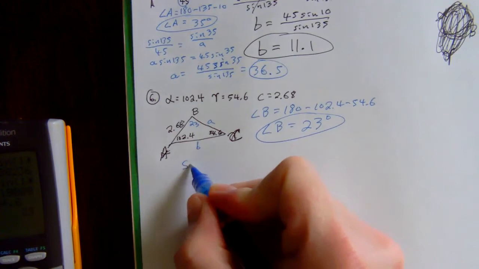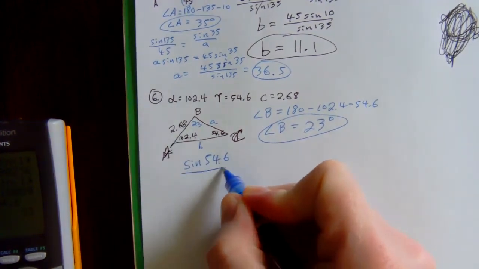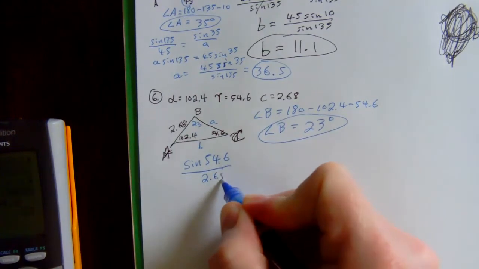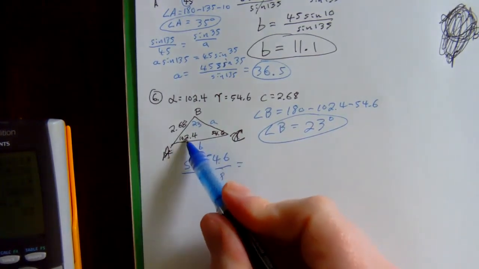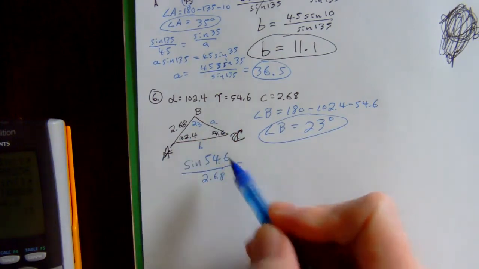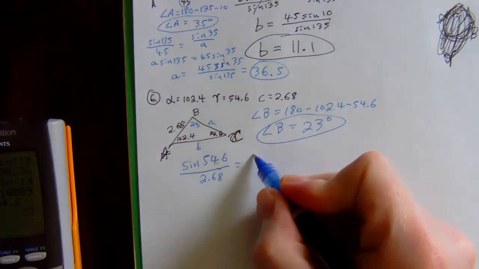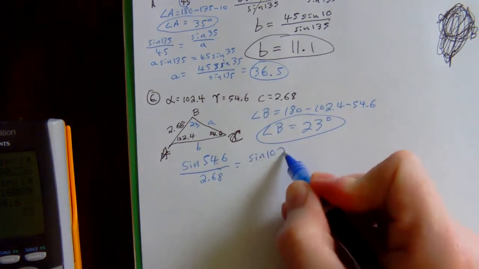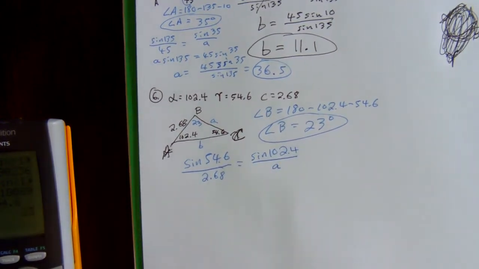So I'm going to set up my first one. I'm going to go sine of 54.6 over that little c, which is 2.68. And I'm going to set that equal to, it doesn't matter which one you pick. You could go sine of 102.4 over A, or set it equal to the sine of 23 over B. We're going to do both of them, so it doesn't matter which one you pick first there. But I'll go the sine of 102.4 over the little a. And then we're going to cross multiply.